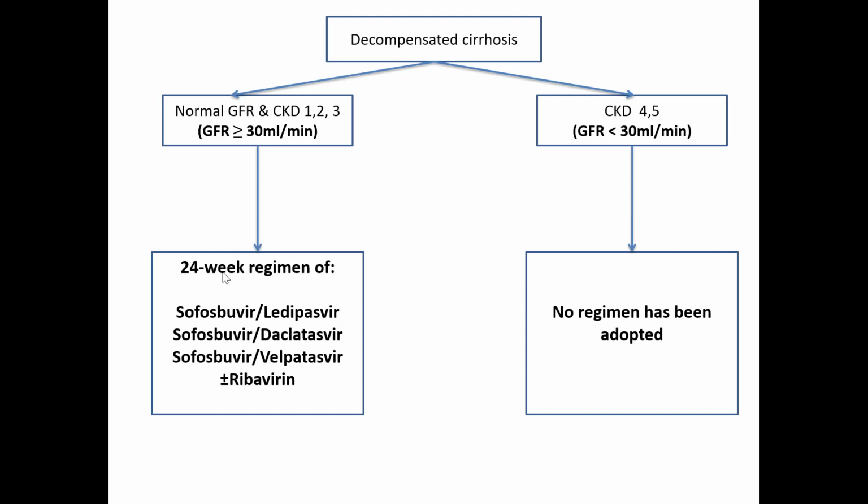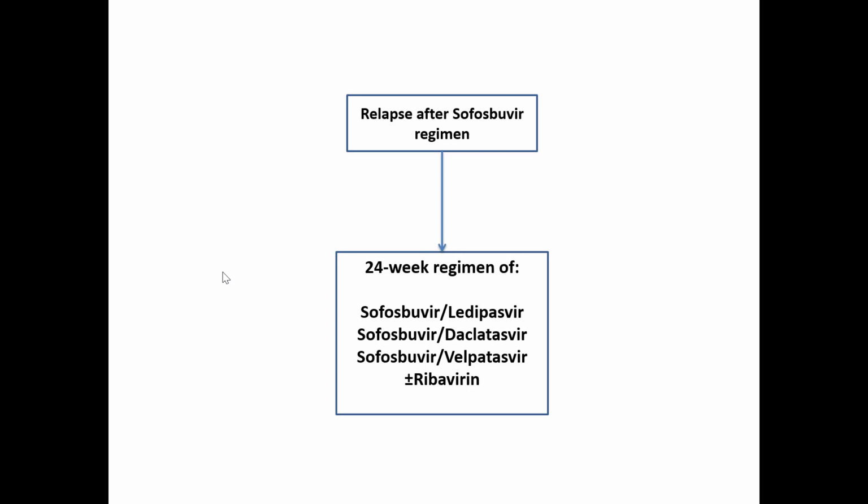But if the patient has decompensated cirrhosis with GFR less than 30 ml per minute, in such a case no regimen has been adopted for these cases till now. In case of relapse after a sofosbuvir regimen, the patient can receive a 24-week regimen of sofosbuvir, ledipasvir, sofosbuvir, daclatasvir, or sofosbuvir, velpatasvir, plus or minus ribavirin.